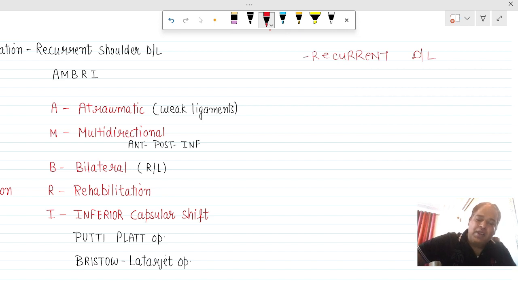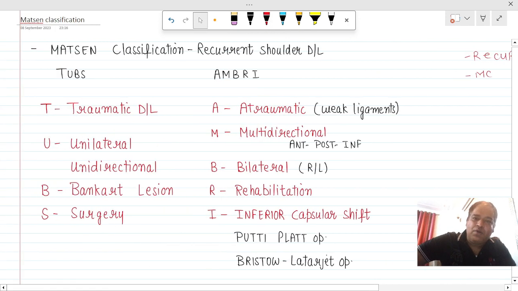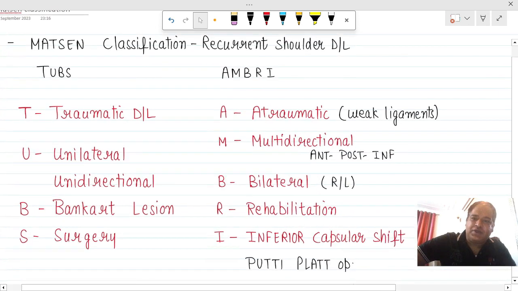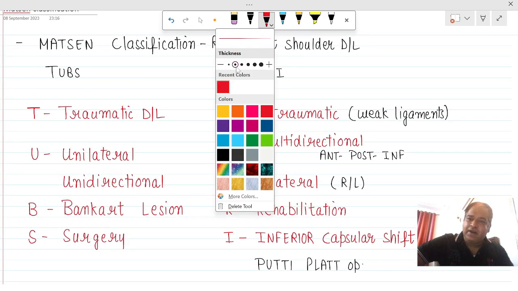This Matsen classification deals with recurrent dislocation of shoulder. Remember, shoulder is the most common joint in the body to undergo dislocation, and also it is the most common joint in the body to undergo recurrent dislocation, right? Now, Matsen classification deals with that recurrent dislocation.